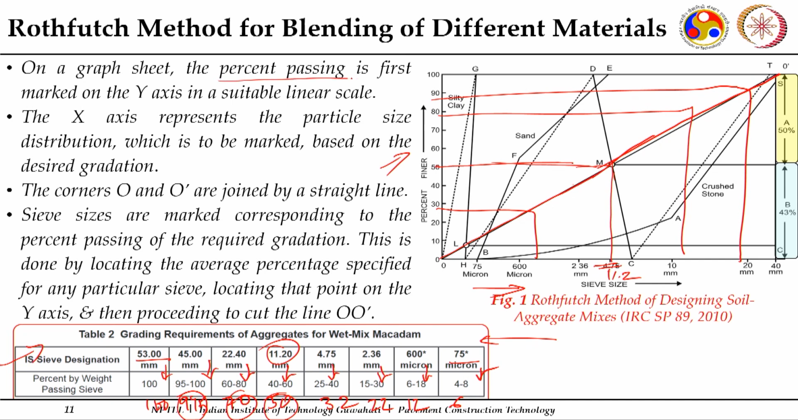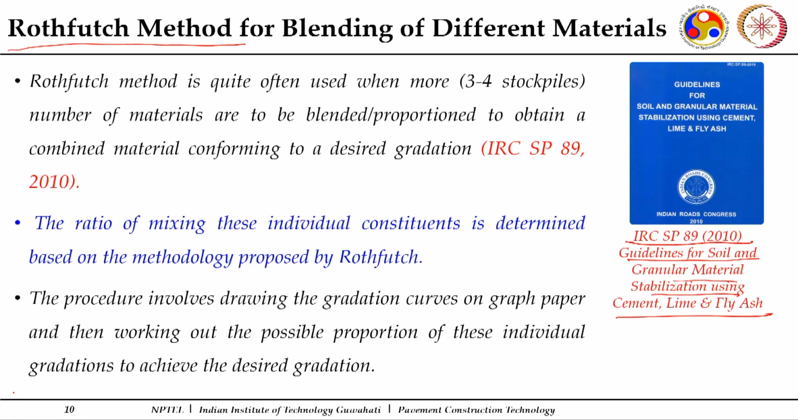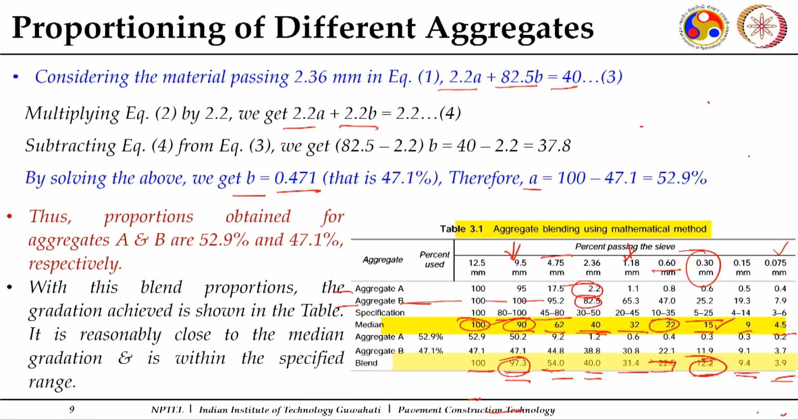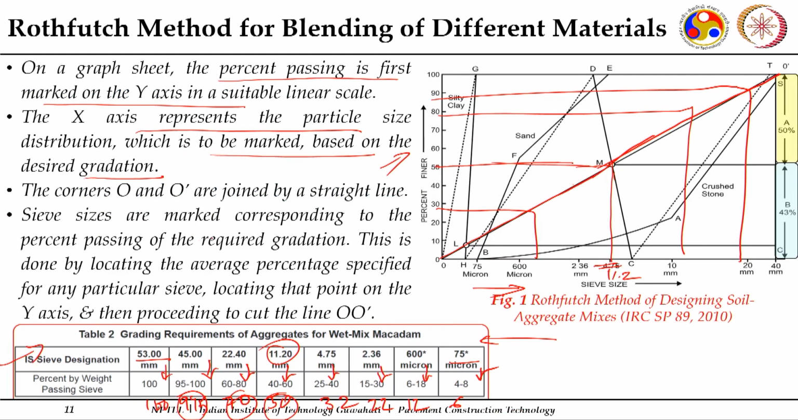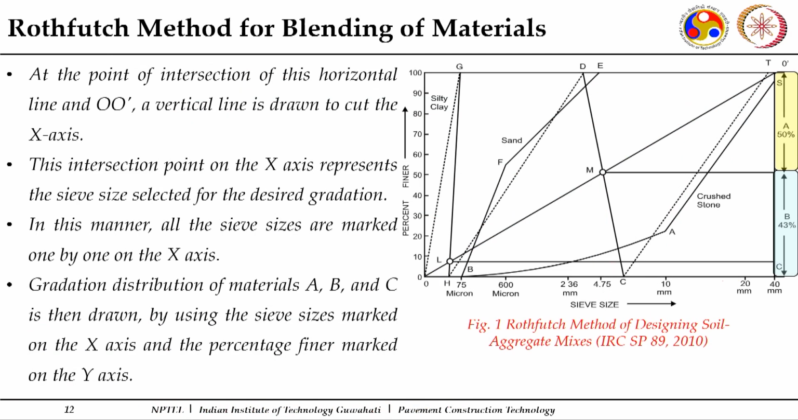So, it says on a graph paper the percentage passing is first marked on the y axis, and the x axis represents the particle size, the sieve size, which is to be marked based on the desired gradation. This is an example: the desired gradation and the proportions obtained. Sieve sizes are marked corresponding to the percentage passing of the required gradation. This is done by locating the average percentage passing which we worked out on the y axis, then proceeding to cut this diagonal line, and projecting it down, we get the sieve sizes. So, once this is done, you get your sieve sizes over the x axis.